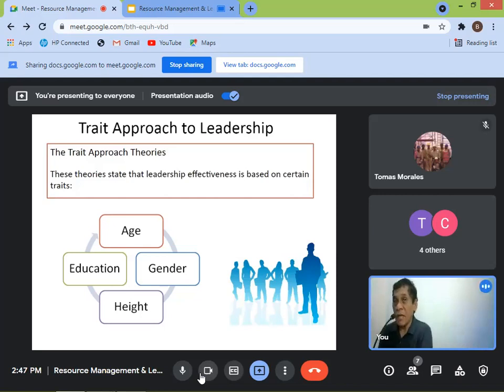There are leaders, especially in the Philippines, who are five footers only, 5'2", 5'3", 5'4", 5'5". They're not tall because Filipinos are naturally not tall.